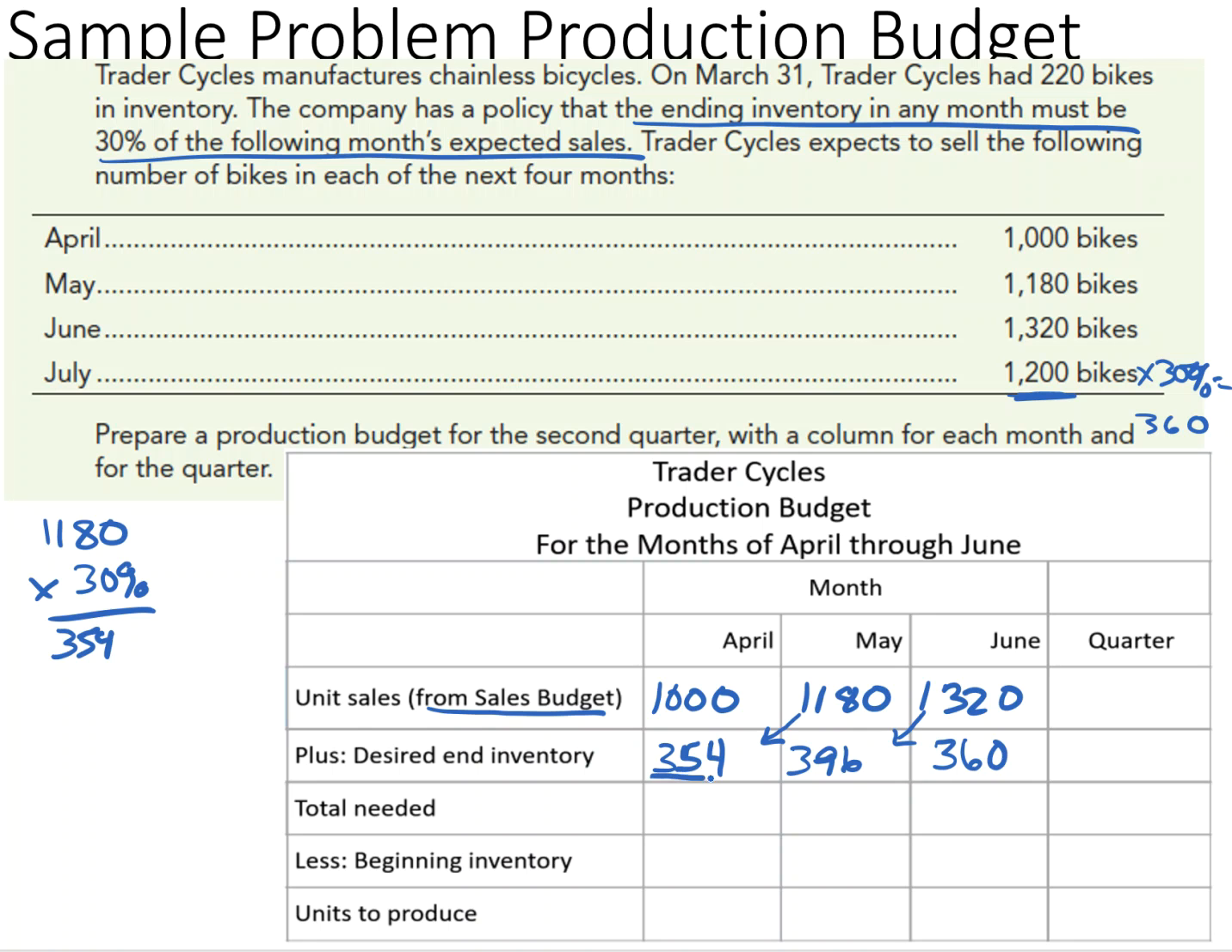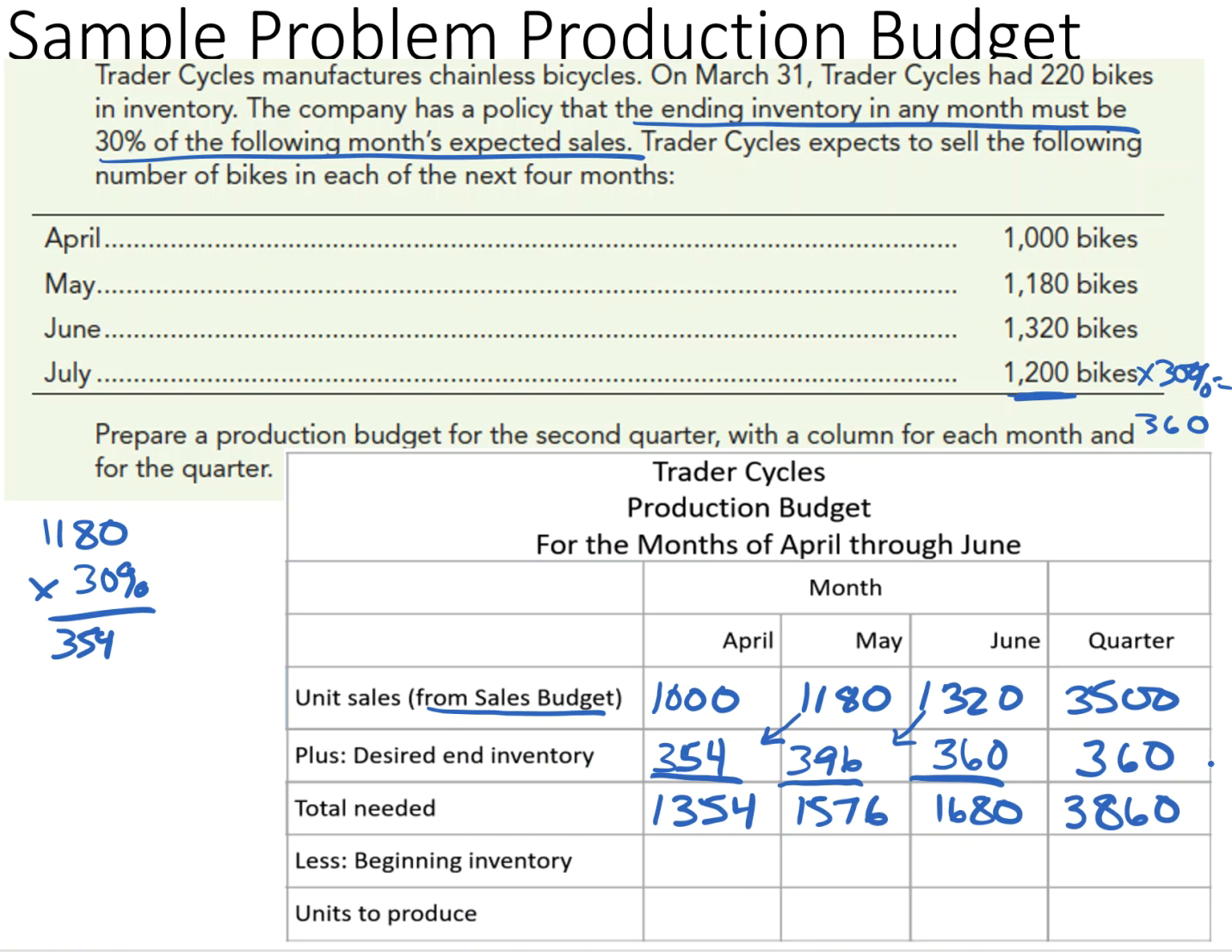So the total needed, again, we just add those two together. If we're going to sell 1,000 units and we want 354 in ending inventory, that means I need 1,354. Then 1576 in May and 1680 in June. Let me go back and I'll fill this in as well. 3,500 then if I add together April, May, and June numbers. 360 will be my desired ending inventory at the end of the quarter. So that means 3860 here.